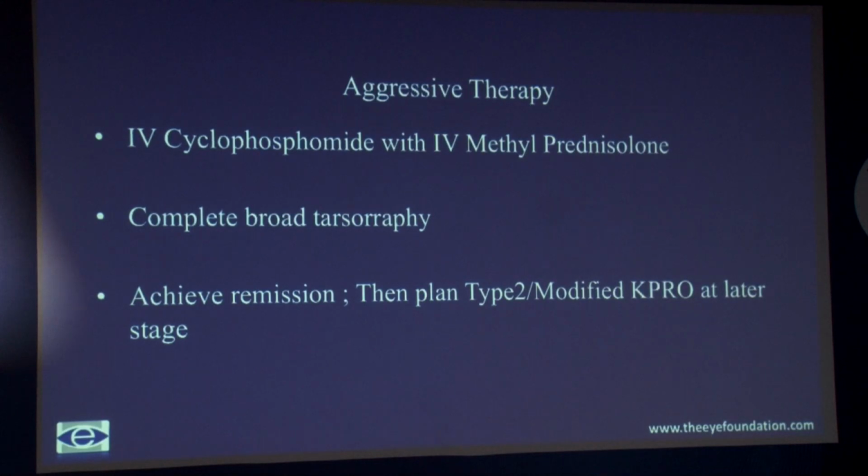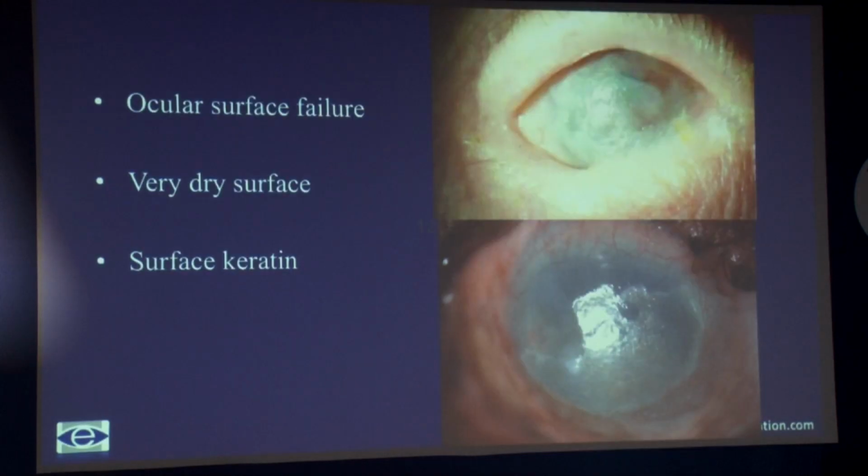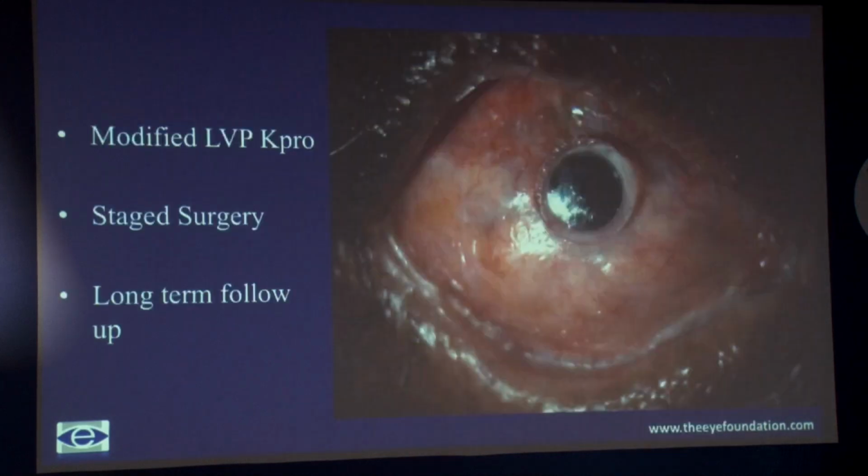Again, a bilateral acute exacerbation in a patient which had to be managed very aggressively with IV cyclophosphamide and IV methylprednisolone, use tarsorrhaphy, other techniques to ensure that you can save the eye and achieve remission with these drugs. Then you can later, in these kinds of surfaces where it's a very dry surface, there's significant keratinization and complete ocular surface failure, you could do either a type 2 K-Pro, OOKP, or modified LVP K-Pros as staged procedures.